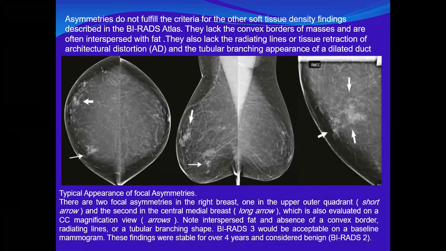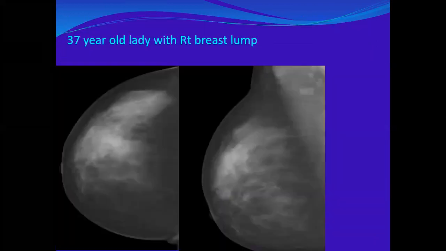But at the beginning, in the baseline, if you see it like this, and no other associated features, you are going to report it after you do spot compression and ultrasound and you find no abnormality, you report it as BI-RADS 3. Then on follow-up, if it's stable, it will be BI-RADS 2.